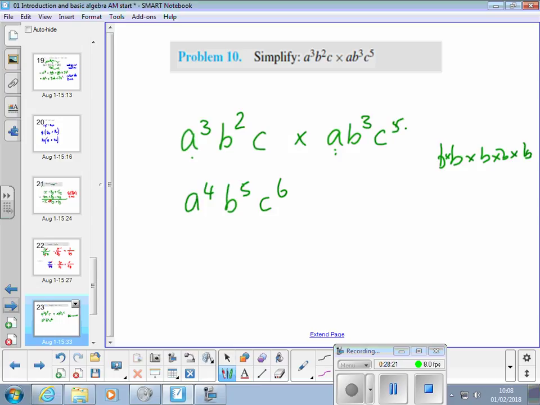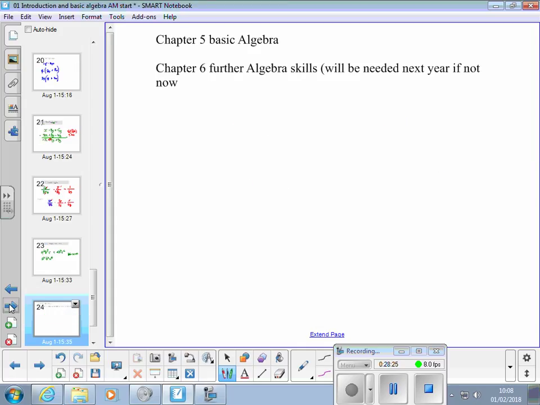Right, now, in your Bird books, chapter 5, basic algebra, loads more examples. Chapter 6, further algebra skills, will be needed next year, if not now. So given the time, it wouldn't hurt at all to look ahead.